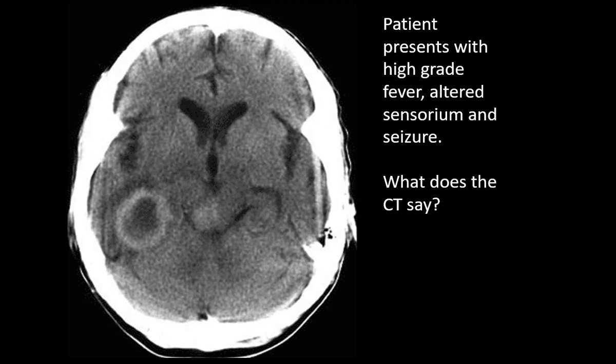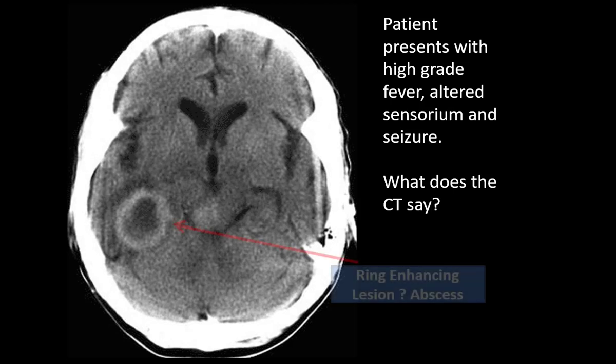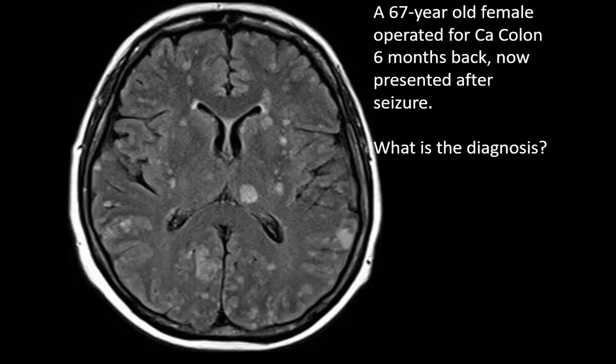A patient presents with high-grade fever, altered sensorium and seizure. What does the CT say? Yeah, there is a ring enhancing lesion, probably it's a contrast enhanced CT. You see a ring enhancing lesion, and the differentials could be abscess, toxoplasmosis, lymphoma, anything. Could be neurocysticercosis also. So here it was probably an abscess.